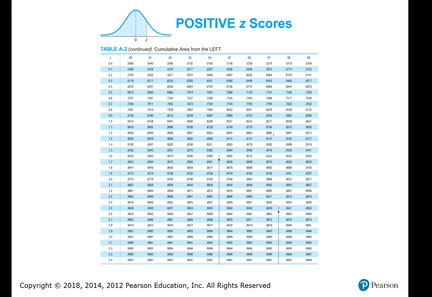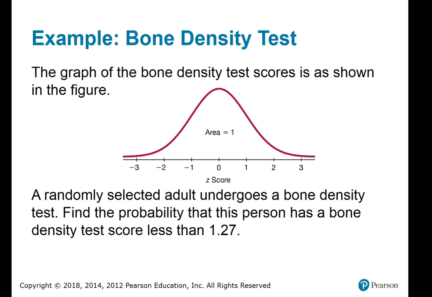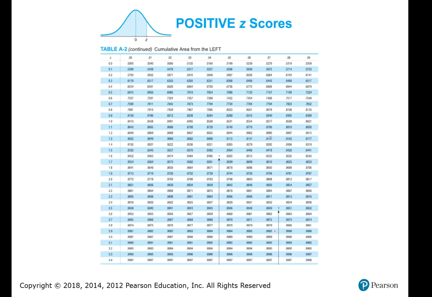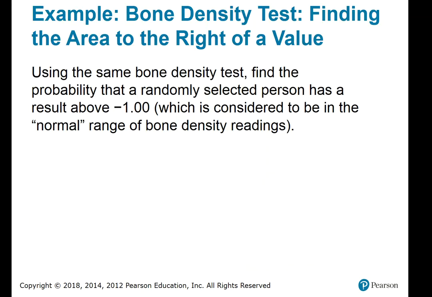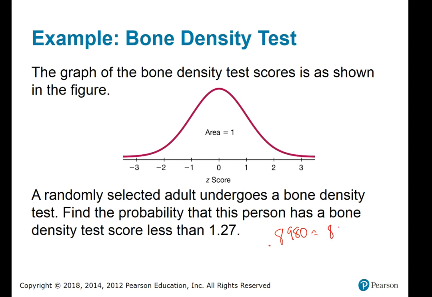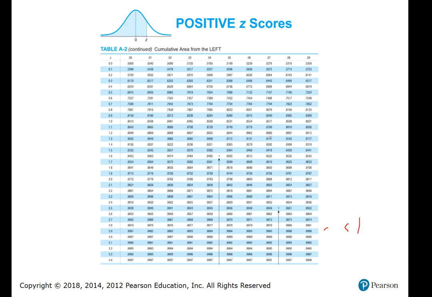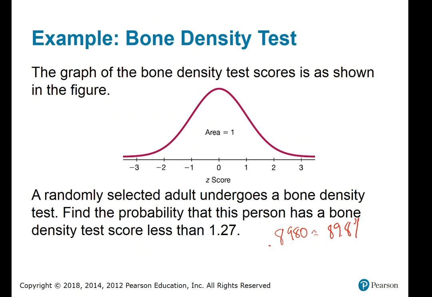And so here is my number, and it says it was 0.8980. So the probability of the person having a bone density score less than that is 0.8980, or 89.8%.